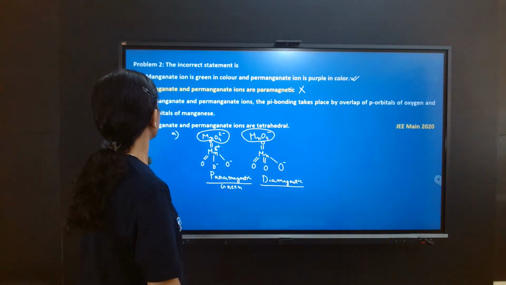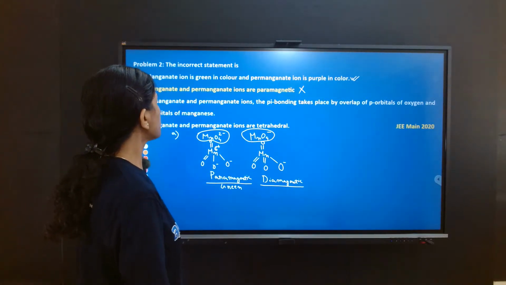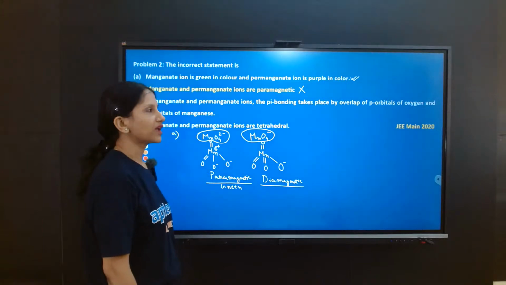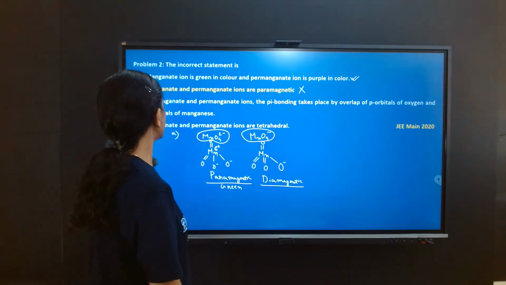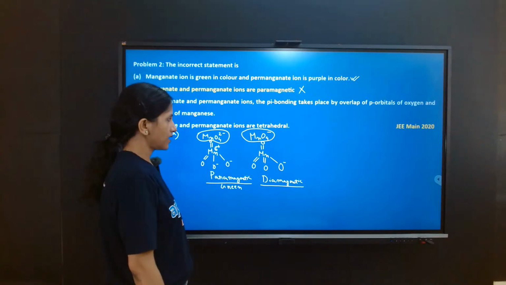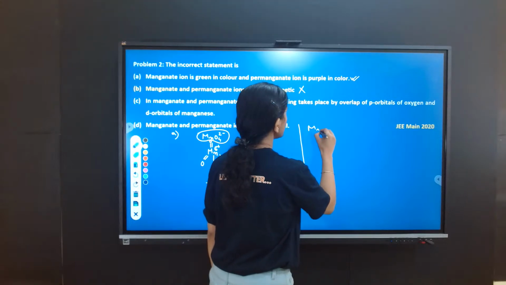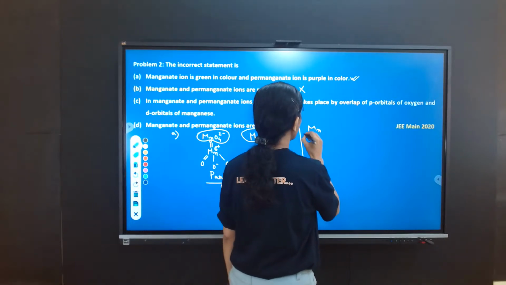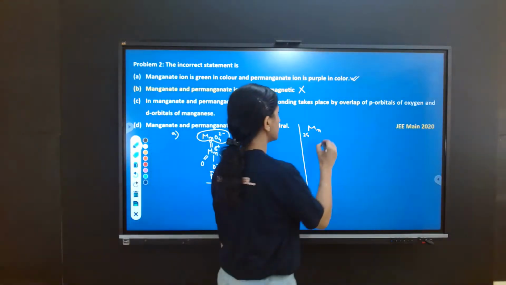Now let's see statement C. Statement C says that in manganate and permanganate ions, the pi bonding takes place by overlap of p orbitals of oxygen and d orbitals of manganese. Here we will again consider the electronic configuration of manganese. It has an atomic number of 25.